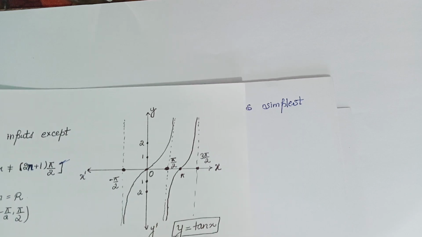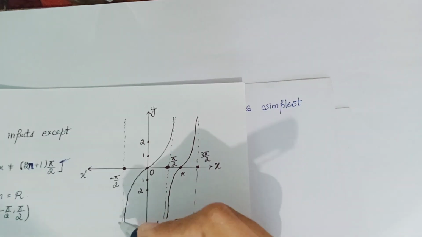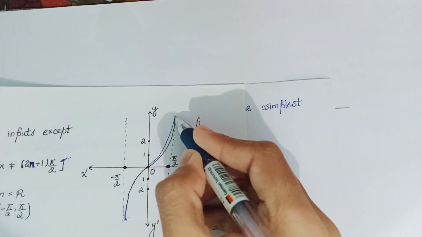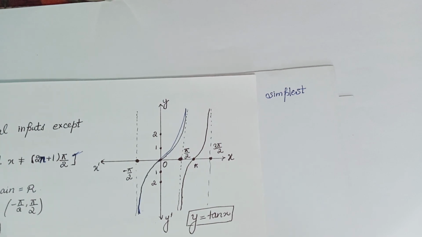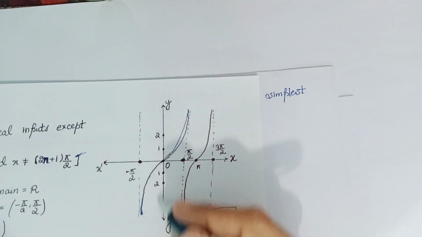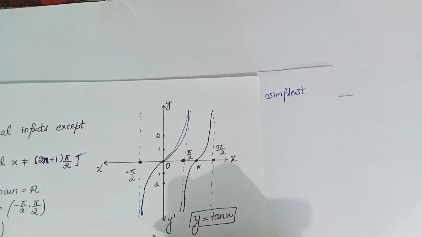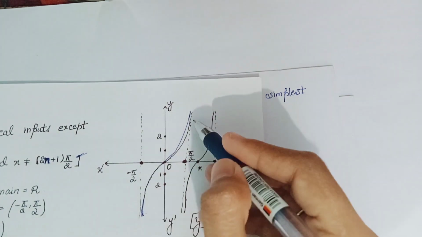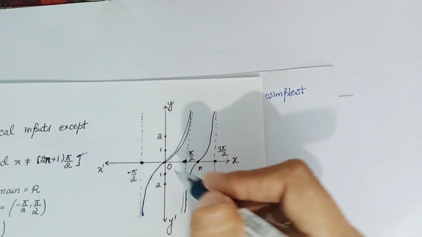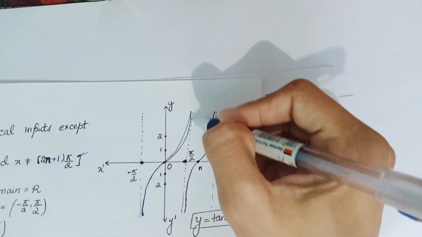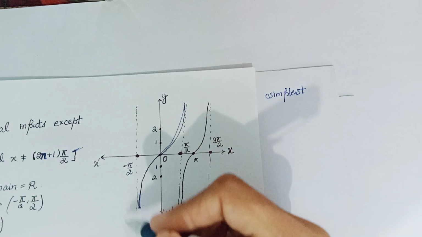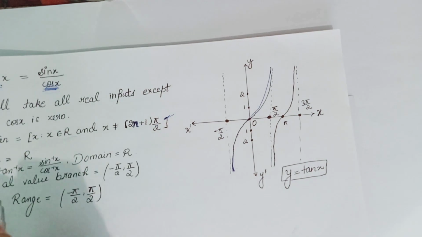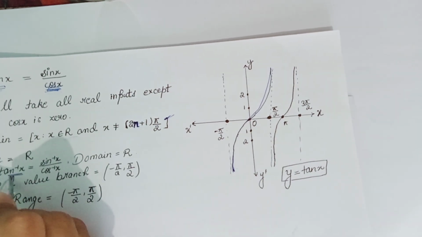As we can see, the curve takes different values of y for different values of x. From minus pi by 2 to pi by 2, at pi by 2 and minus pi by 2 the value of the graph becomes infinite, it will go upwards and downwards.